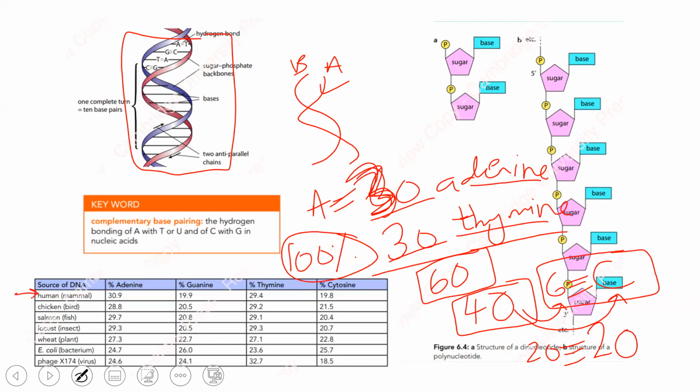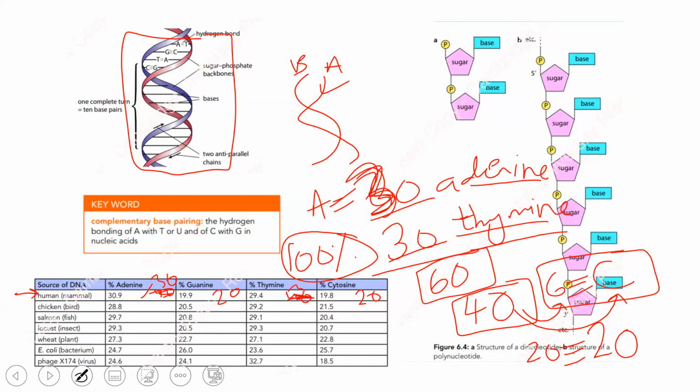For instance, we checked a human cell and said adenine was 40%. So if this was 40%, how much should thymine be? Thymine should also be 40%, right? And then if guanine was 20%, then cytosine should also be 20%, right? Then we look at the differences to determine if there's a problem going on. Sorry, this isn't 40%, this is 30%, okay?